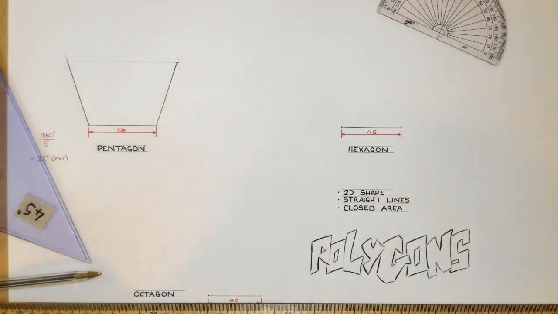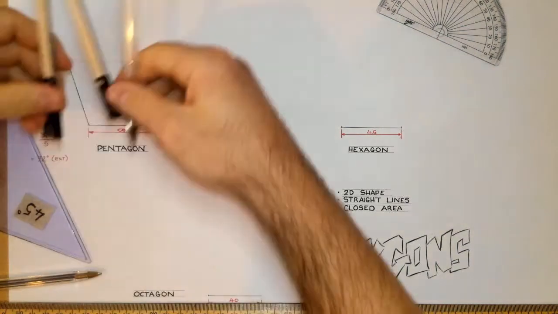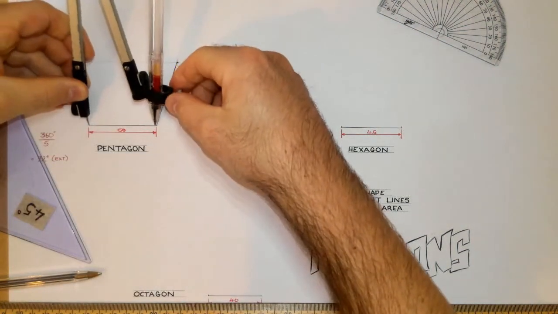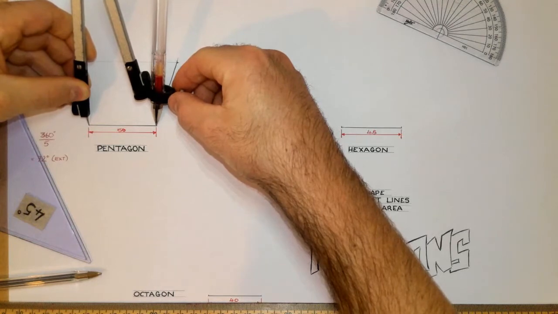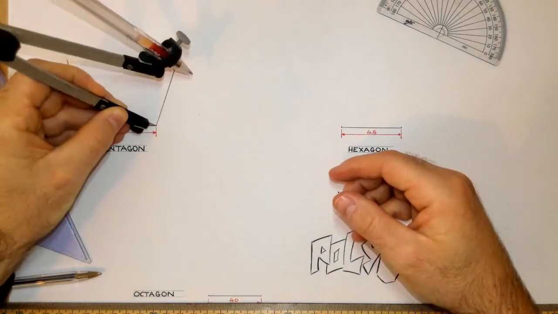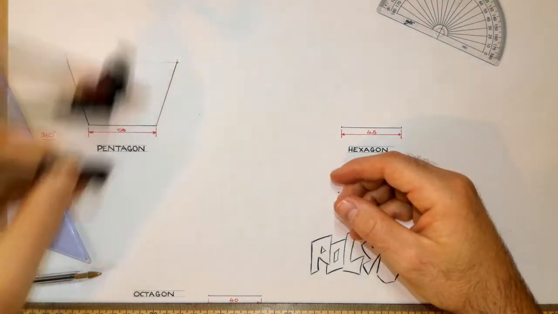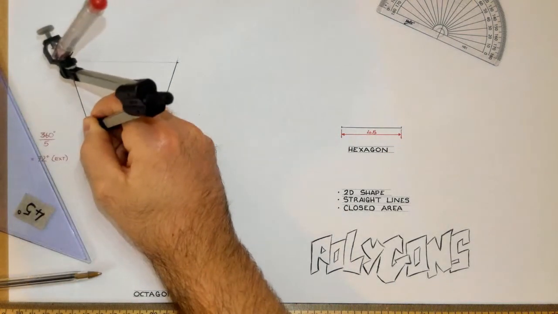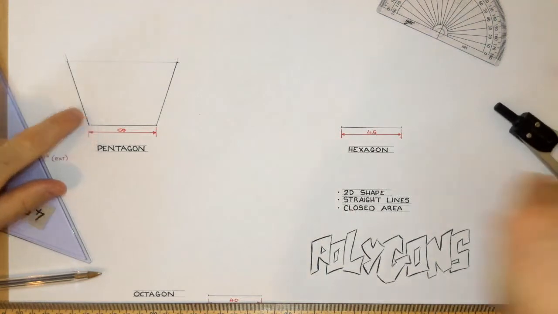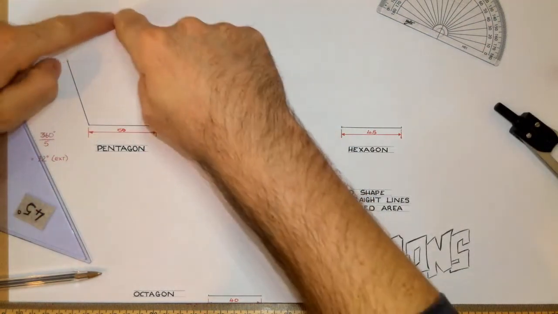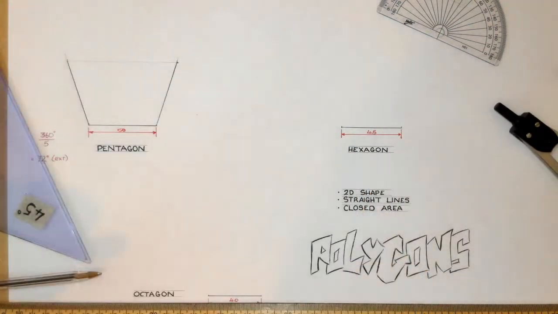Just setting up my compass here, taking the distance of 50 millimeters on our compass like that, and then going here and marking it as well. Okay, that would have worked as well. Now the next bit is we have to get obviously 2 more points or 2 more sides up here to create the top of it.